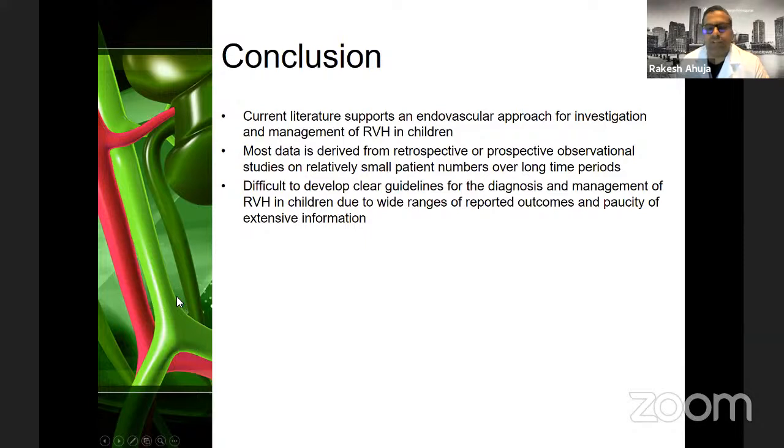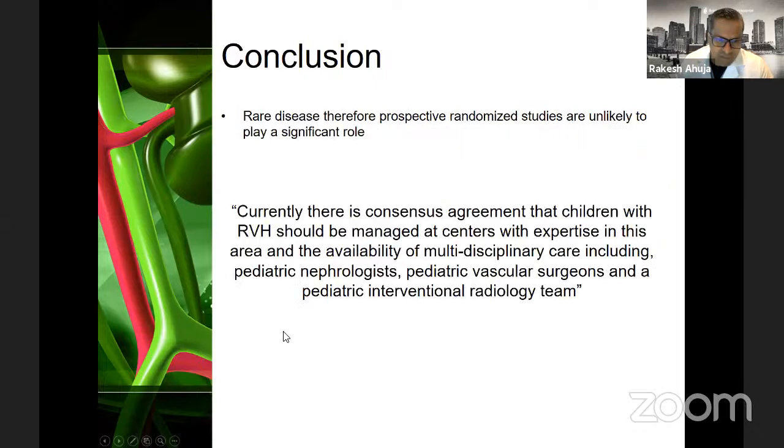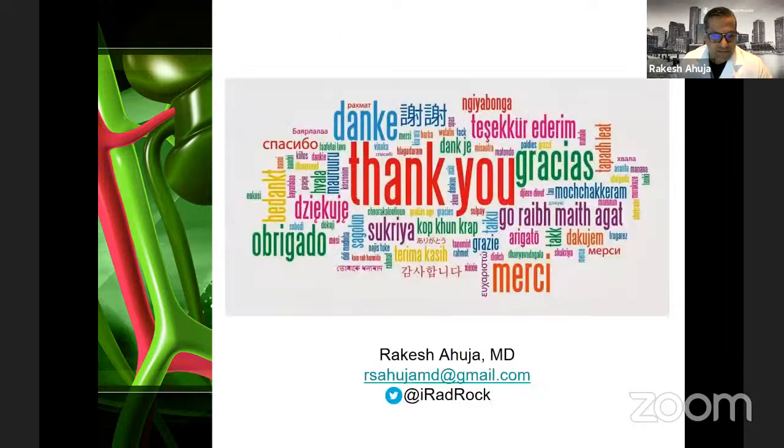It's quite difficult to develop clear guidelines for diagnosis and management due to the wide range of reported outcomes and paucity of extensive information. Currently, there is a consensus agreement that children with RVH should be managed at centers with expertise in these areas, especially with multidisciplinary care, which significantly improves the outcomes, involving the pediatric nephrologist, vascular surgeons, and pediatric interventional radiology team. That's it.